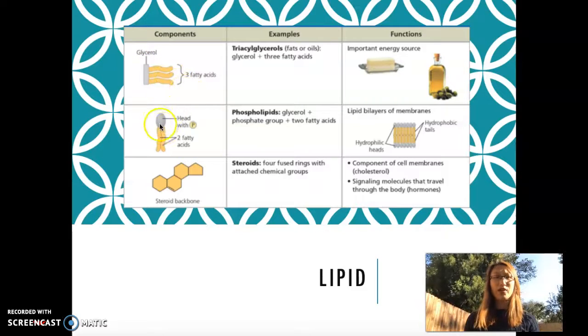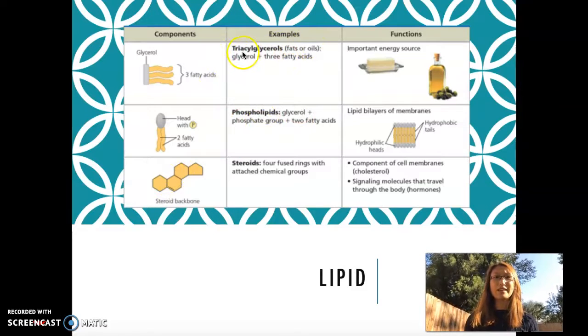But sometimes you can also have just one little head, not even a glycerol, but a phosphate group with two fatty acids. So sometimes lipids can have a phosphorus element in them, but it's not always there. Lastly, we have another type of lipid that is a steroid. What you see over here are three examples of lipids.